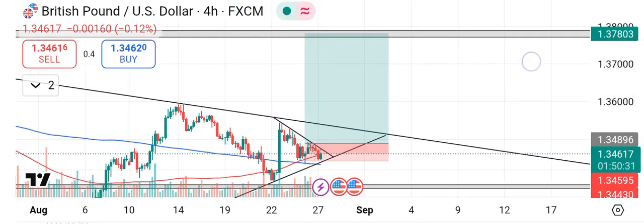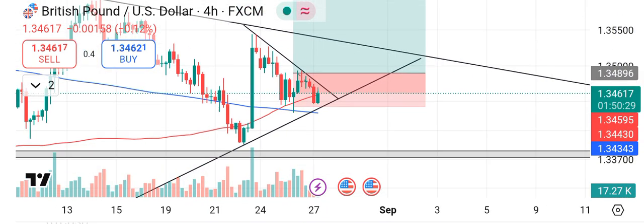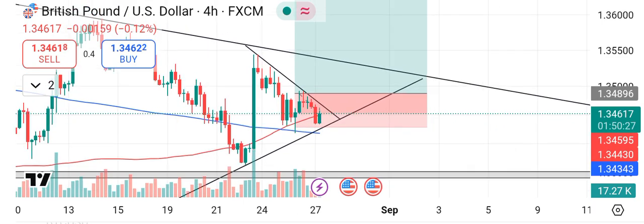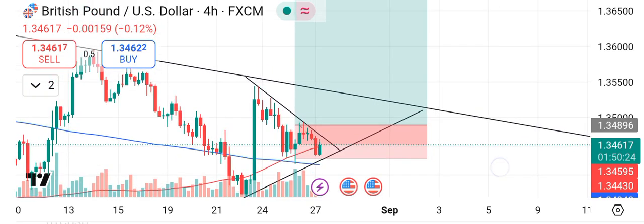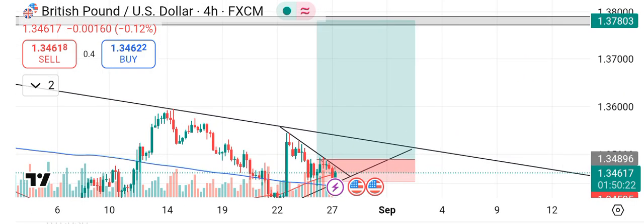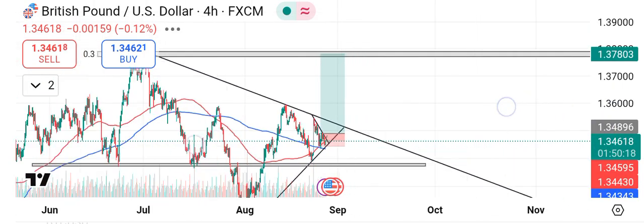1:6 risk to reward, which means if we are risking $50 on this trade, we are getting 6 times that if the price gets here. So that's it for GBPUSD. This is the analysis.